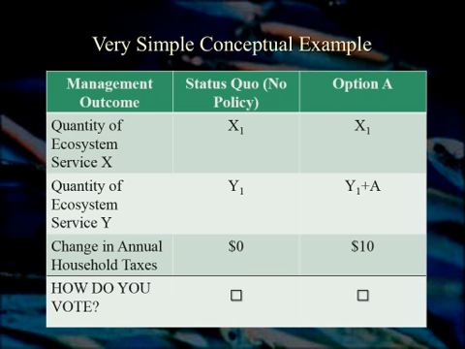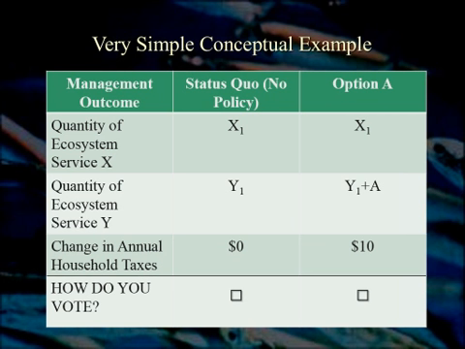But okay, this is just a quick illustration of how they work. So this is a simple conceptual framework. Imagine that you have two potential voting options: the status quo with no new policy, where X1 and Y1 are the baseline quantity of two ecosystem services. Since this is the status quo, there's no change in your annual household taxes. And so you might ask people, would you vote for the status quo, the way things are today, or would you vote for a new policy option?